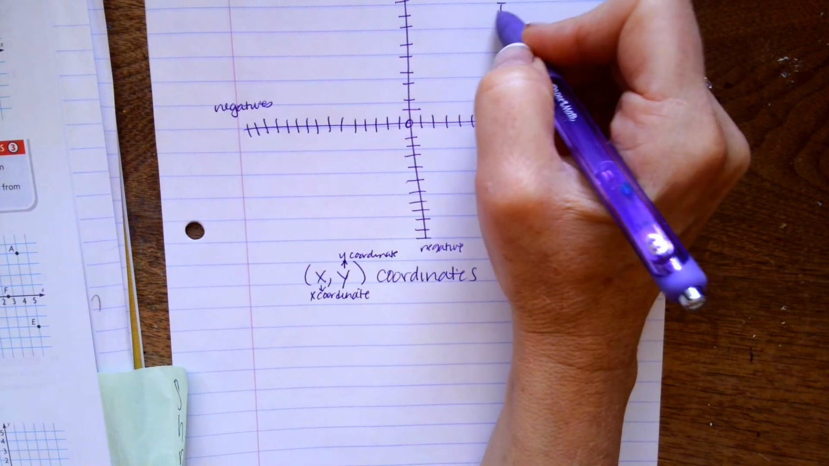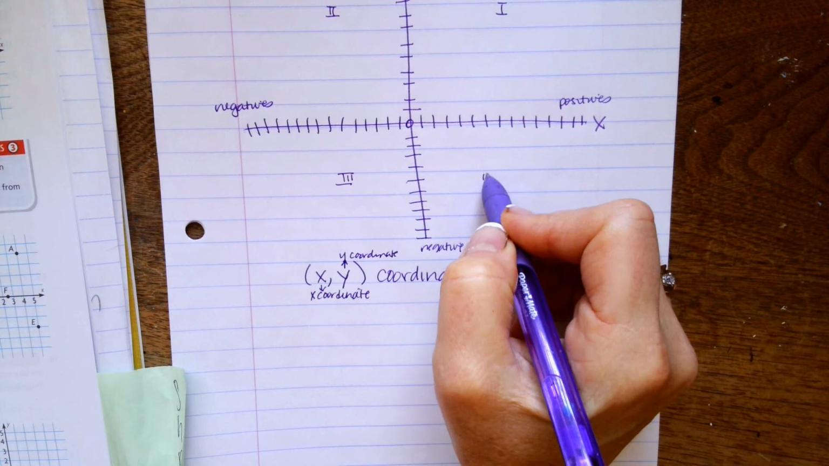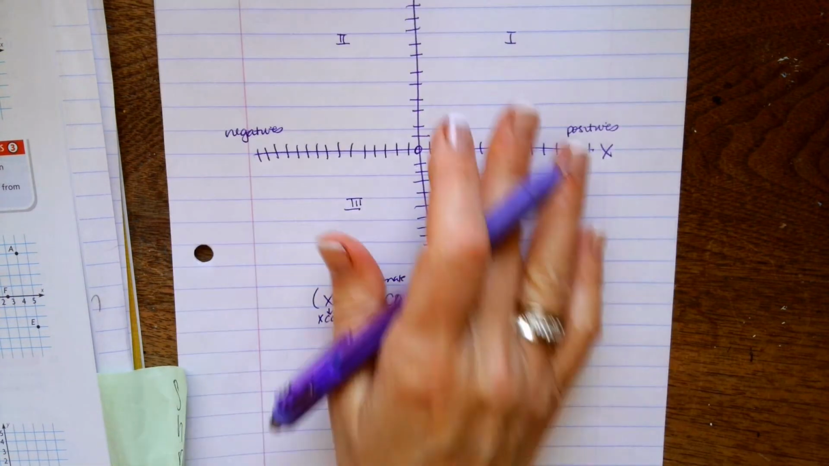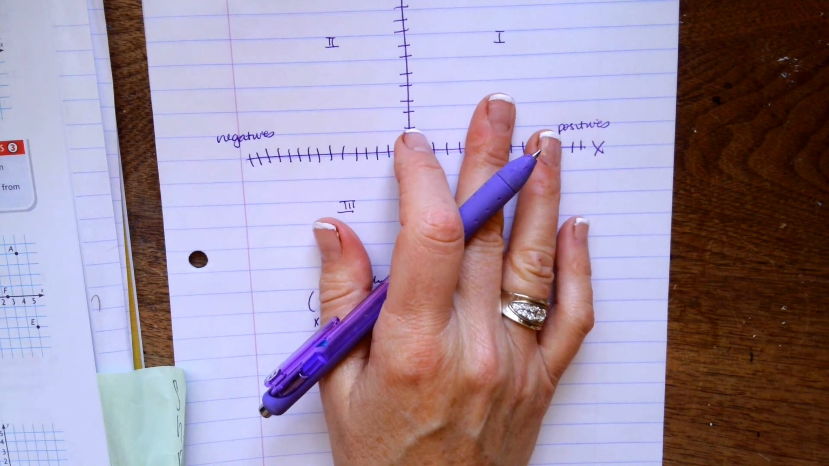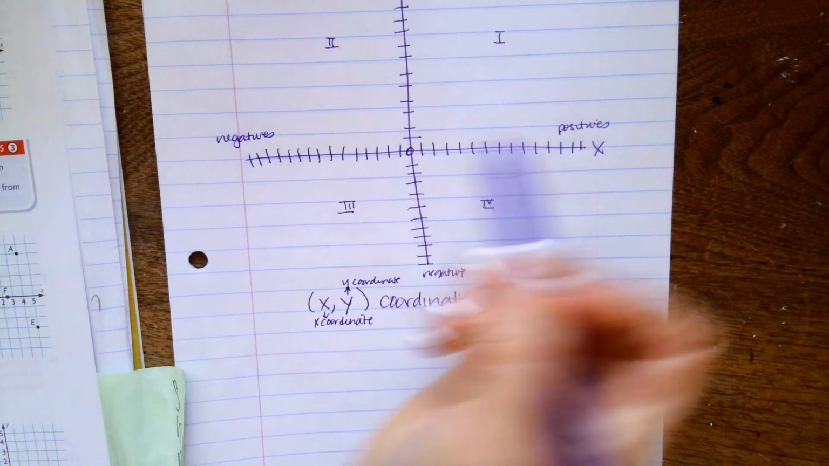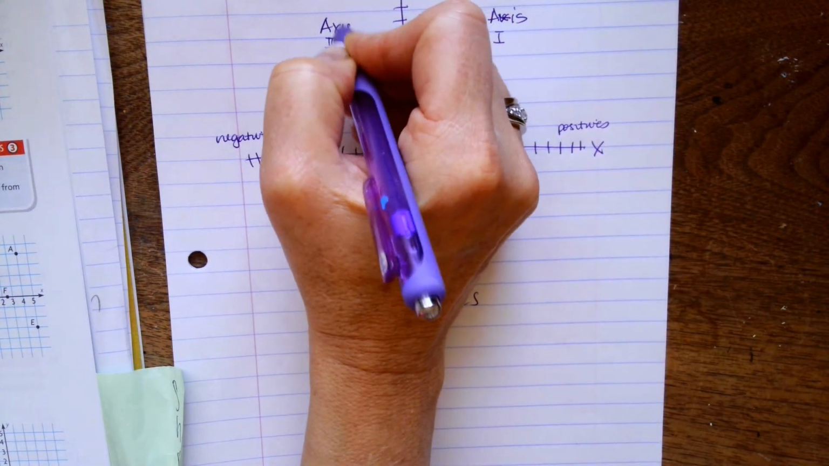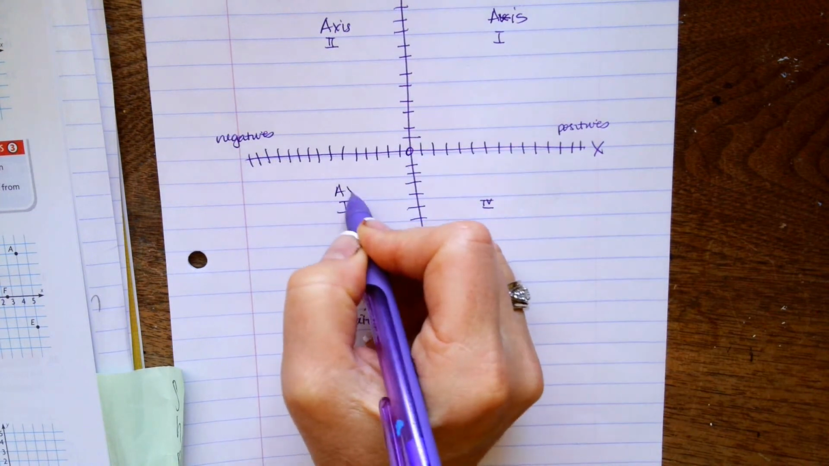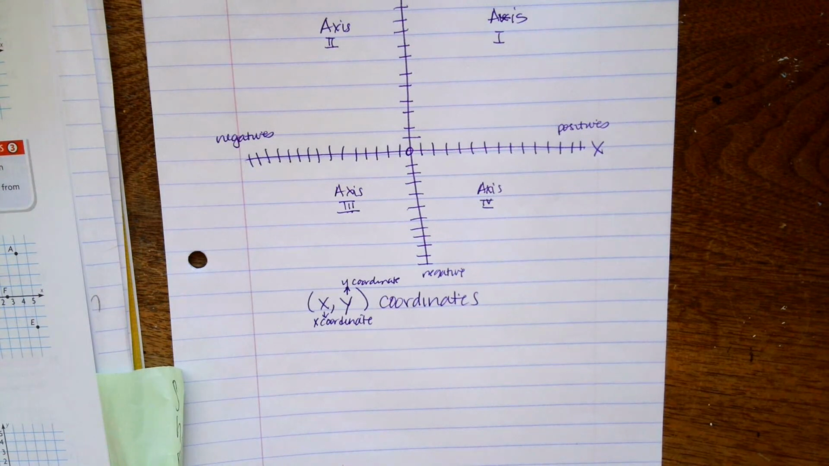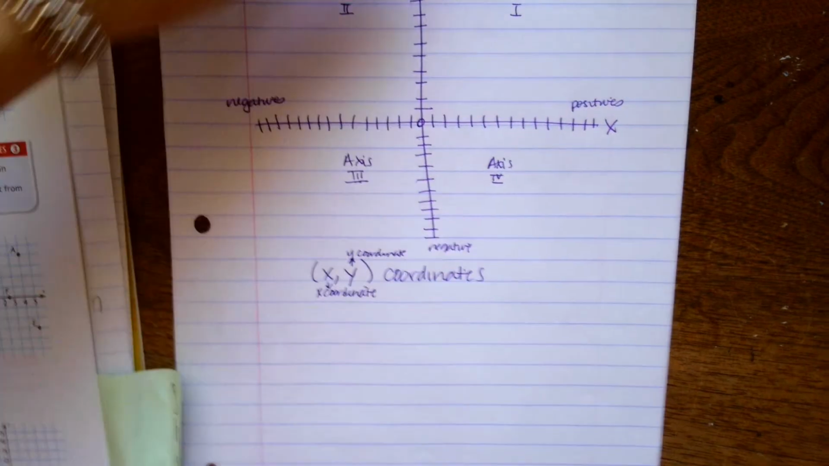This is quadrant 1, this is quadrant 2, this is quadrant 3, and this is quadrant 4. And they do it in Roman numerals. So we don't write the number 1, we write the Roman numeral 1. We don't write the number 2, we write the Roman numeral 2, and then Roman numeral 3, Roman numeral 4. So they're going to basically give you two numbers. They're going to give you an x and they're going to give you a y.